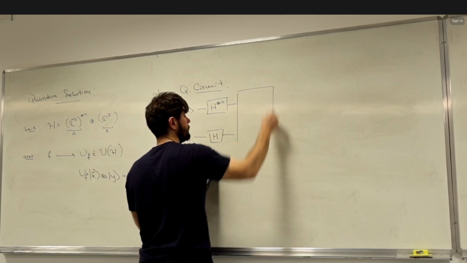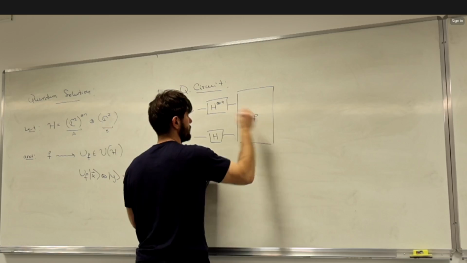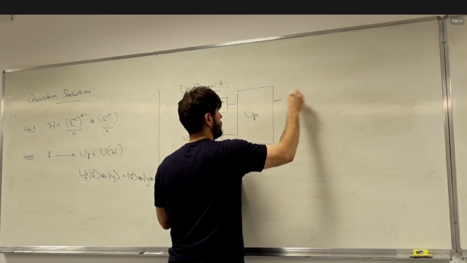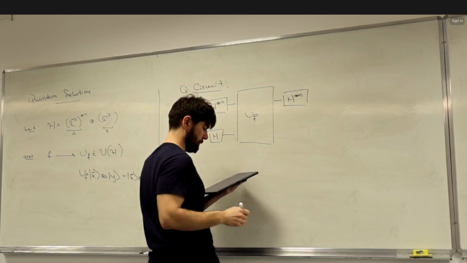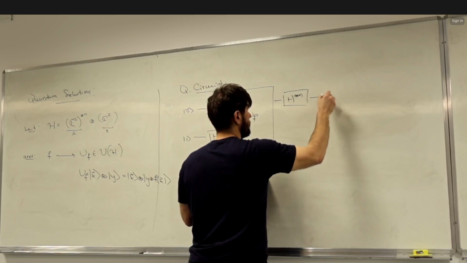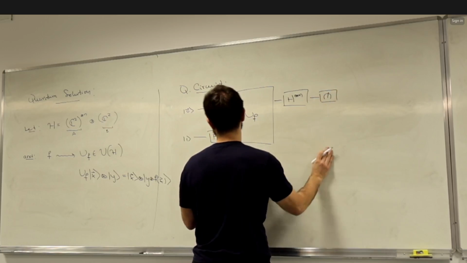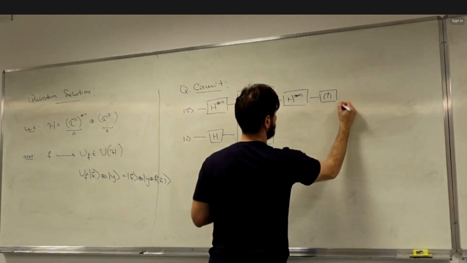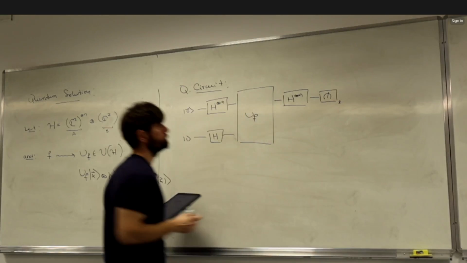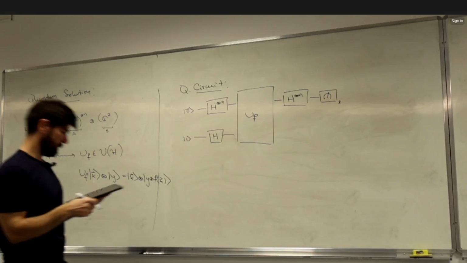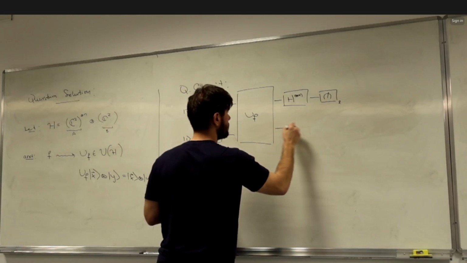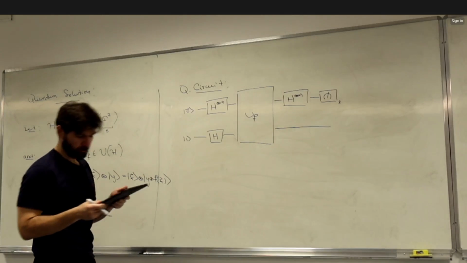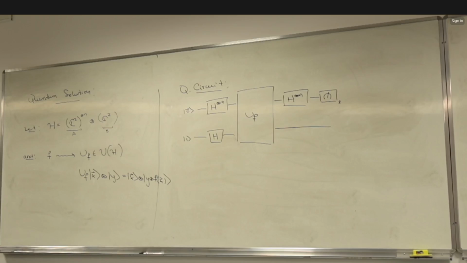And this is UF. We again act by Hadamards, and then we measure in the computational basis here. I will just call it X. And of course, there's an output state, but it will turn out to not be particularly important, actually, and that's a sort of important point to emphasize.